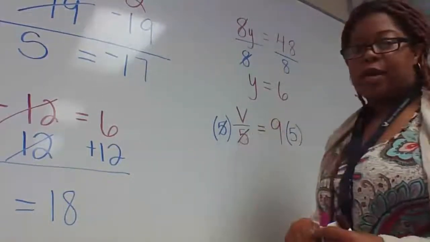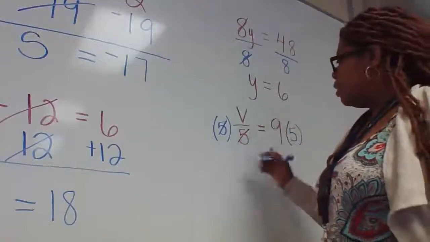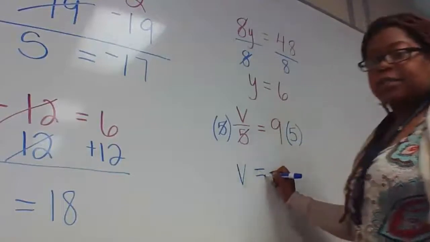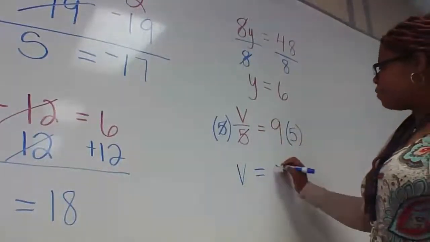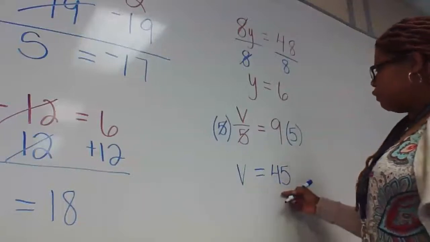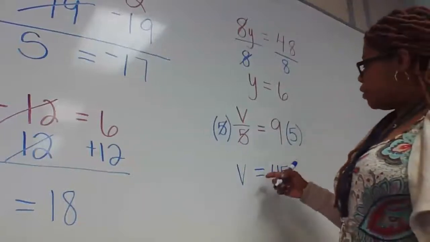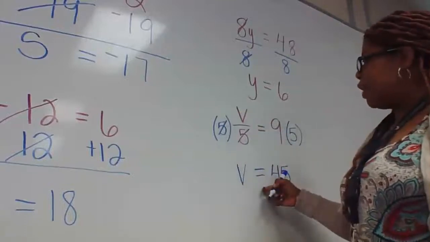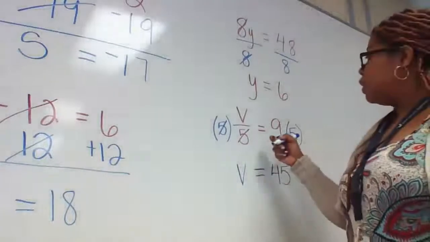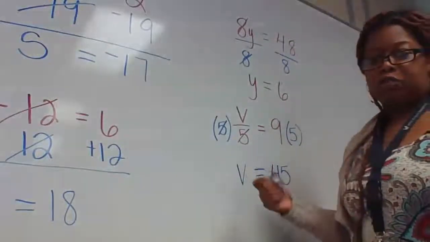The 5s go away. And that leaves v by itself. I keep my equal sign, and then I simply say 9 times 5, which is 45. So v equals 45. In other words, if I was to replace the v with the number 45, what I'm saying is 45 divided by 5 equals 9. And that is a true statement.